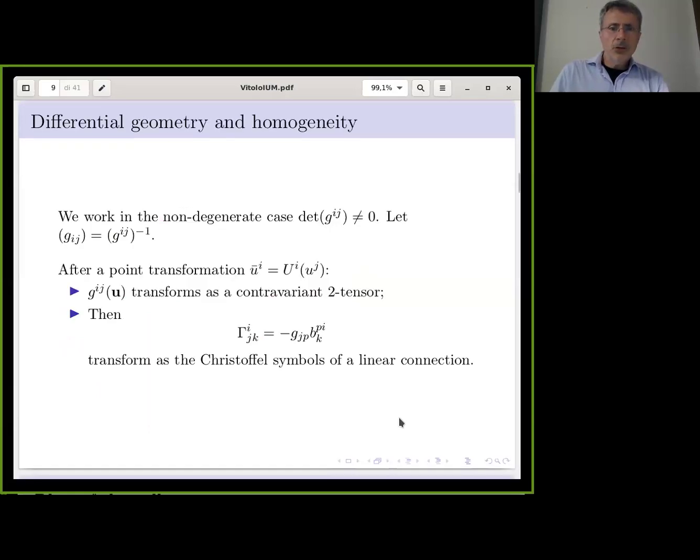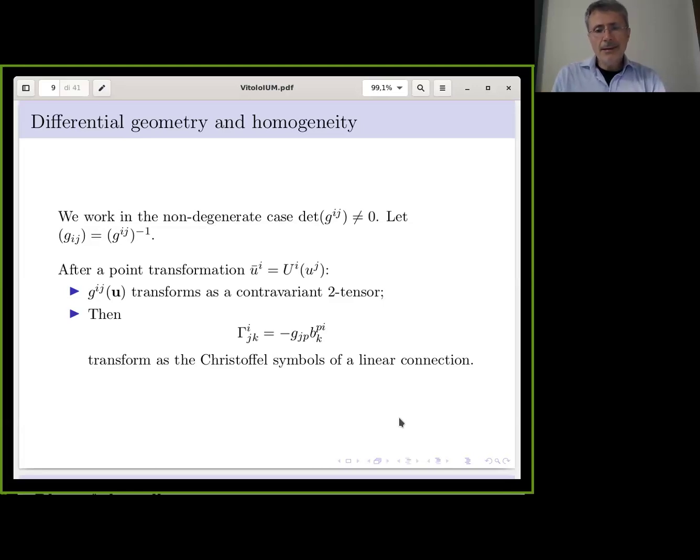Okay, so what are the main differential geometry properties of these first-order operators? After a point transformation, the leading coefficient matrix Gij transforms as a contravariant 2-tensor. We always work in the non-degenerate case, so the leading coefficient matrices are non-degenerate, determinant different from zero. Then with this invertible matrix, we can lower and raise the indices, and then we prove that there is a connection, a linear connection hidden into the operator, embedded into the operator.